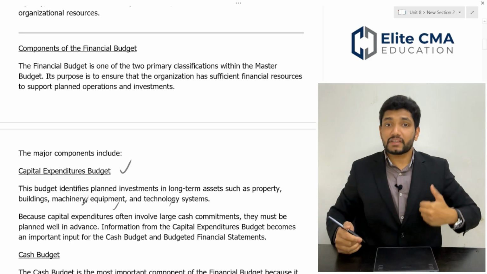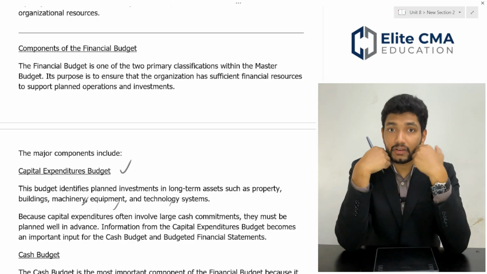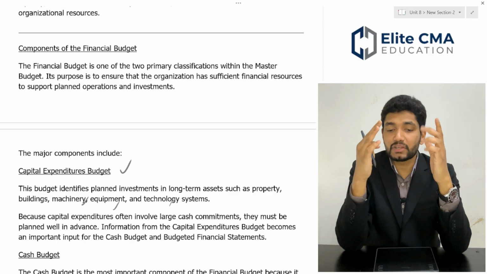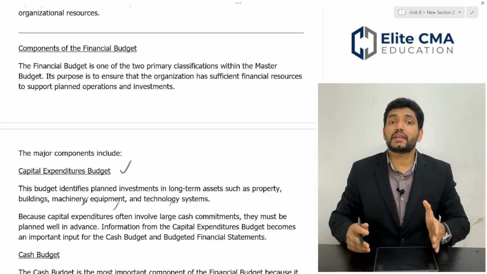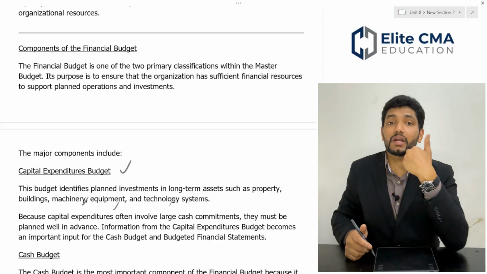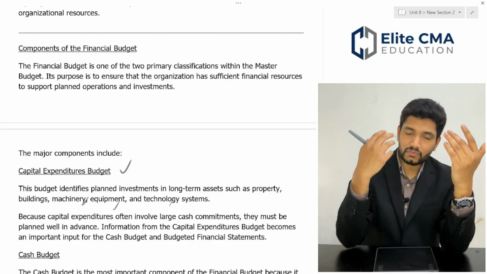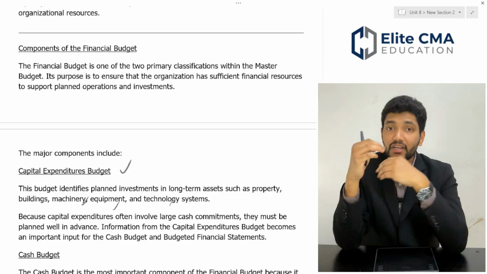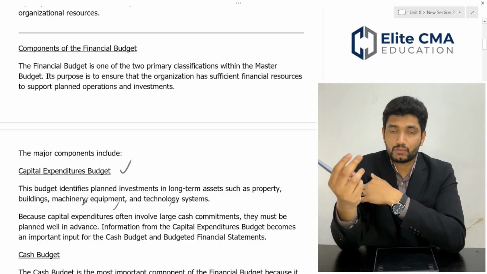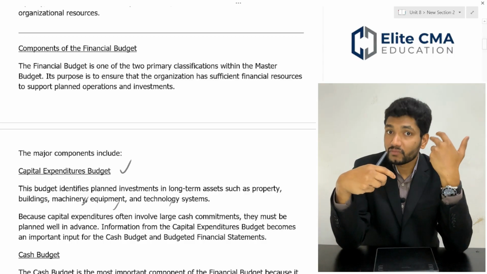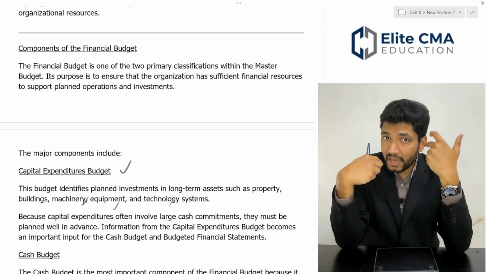We know that capital budgets for big companies include very big, huge cash commitments. So it has to be planned very well in advance and aligned with the overall budget as well. Again, capital expenditure will have an impact on the other financial statements as well, like your income statement, cash flow statement and balance sheet.